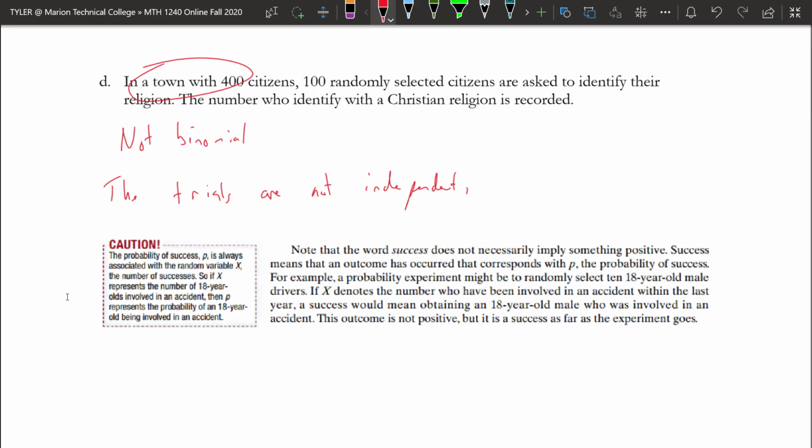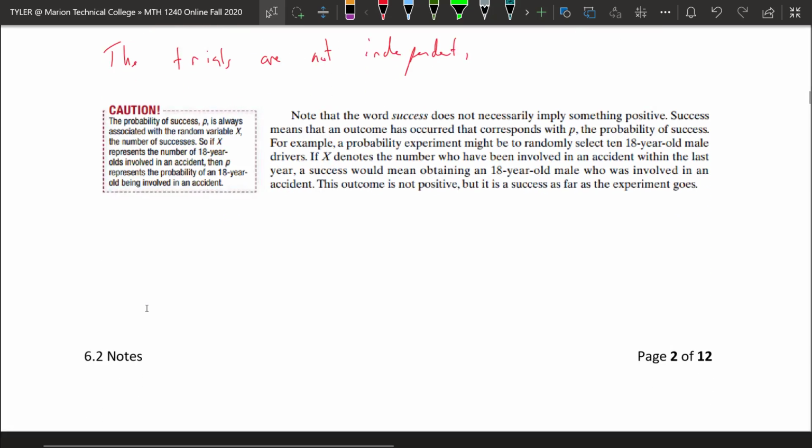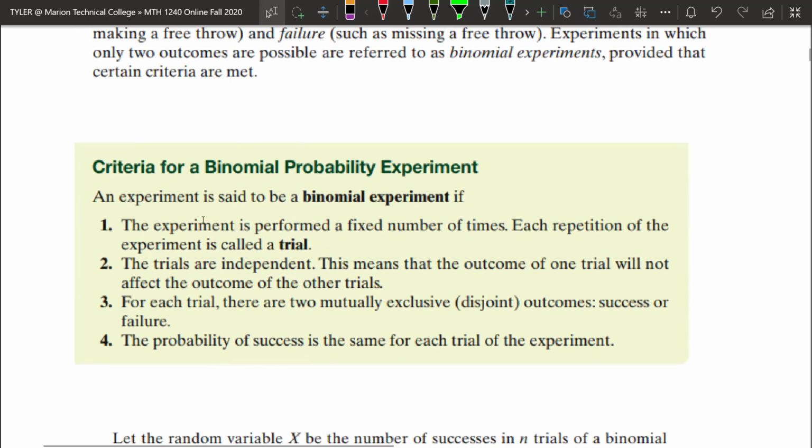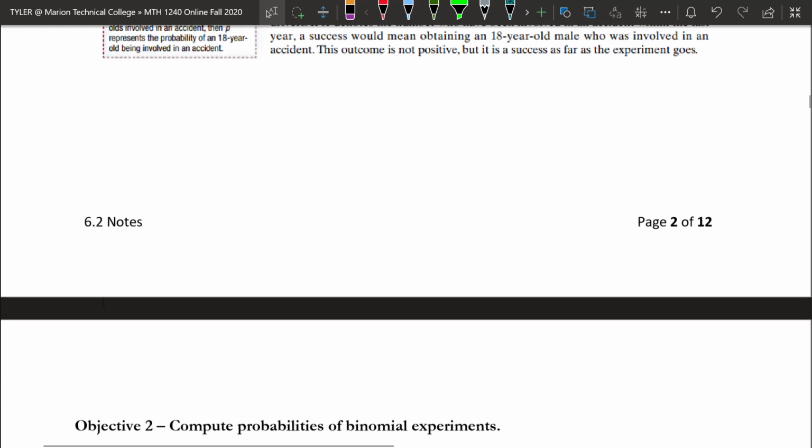Because if you think about it, in a given town, especially a small town, there's going to be limited options on the types of churches or synagogues or religious institutions available to you, so it's likely that your results are going to impact each other in that sense, right? Right, so this exercise was just to help you get familiar a little bit with this criteria, right? So we need these criteria to be met for it to be binomial.